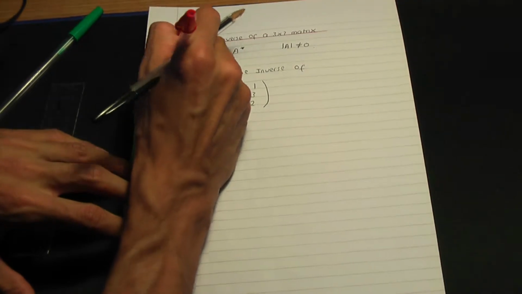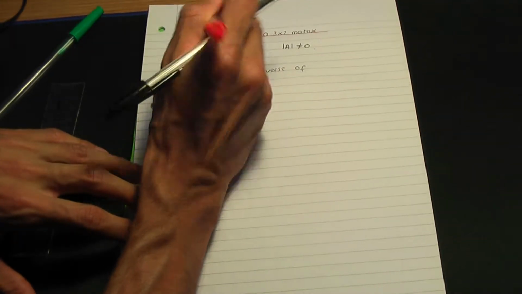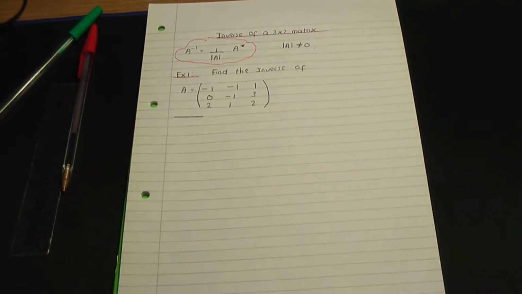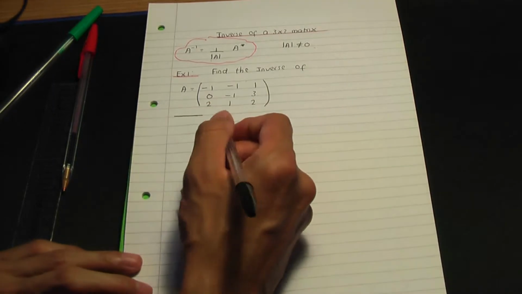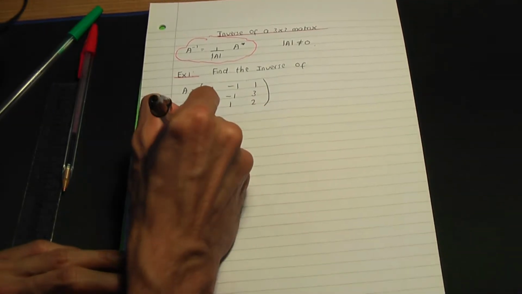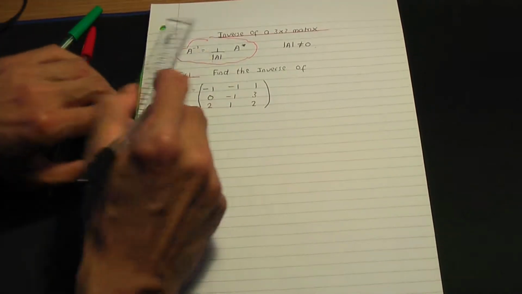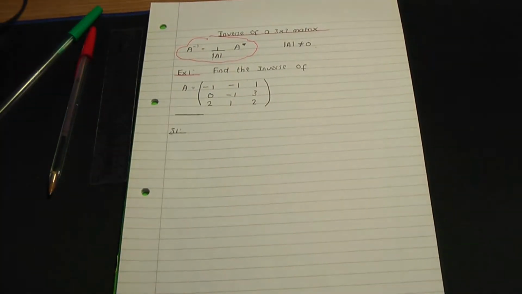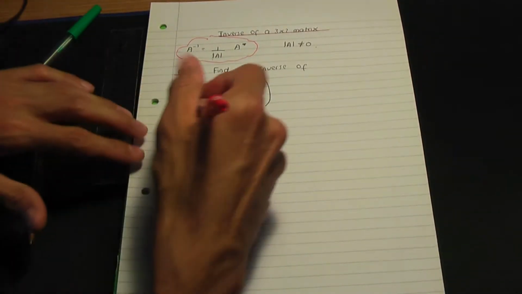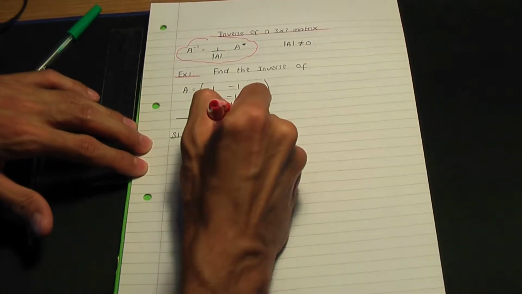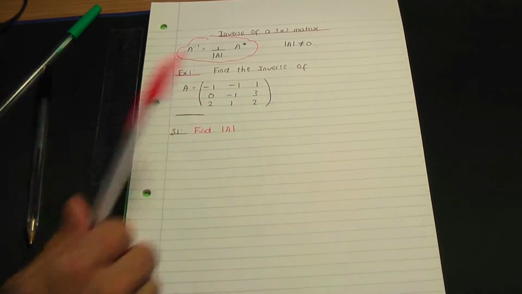So remember, to work out the inverse, it's 1 over its determinant multiplied by the adjoint of this matrix. So in this case, step 1 for me is to work out the determinant of this matrix. Let me write down the steps in red. So find the determinant of the matrix given.